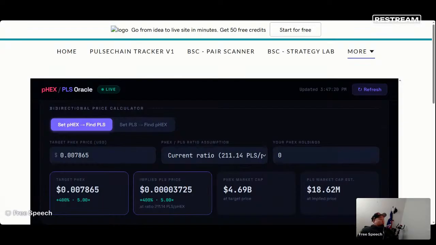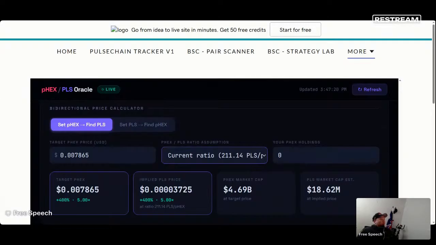The ratio assumption dropdown in the calculator is worth understanding. Current ratio stays, so this here, right? Say we just mess with the ratio. Current ratio is half, pHEX 2x stronger, pHEX is 2x stronger, custom enter below. Ooh, okay, so you can just change it. You can make it 3x or whatever, 10x. Let's leave it as current ratio.